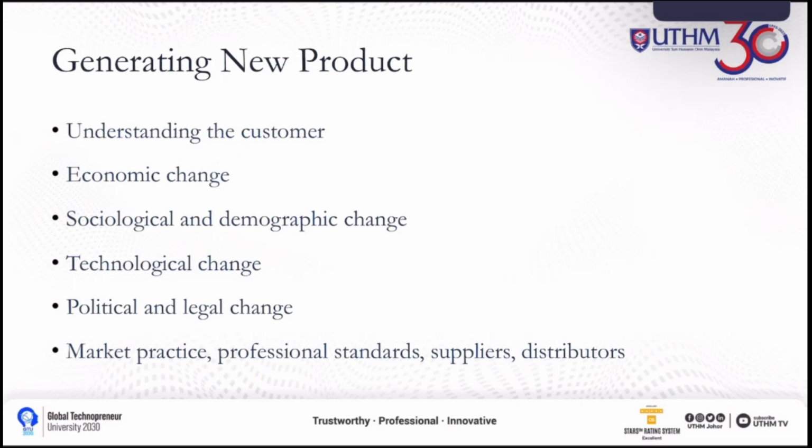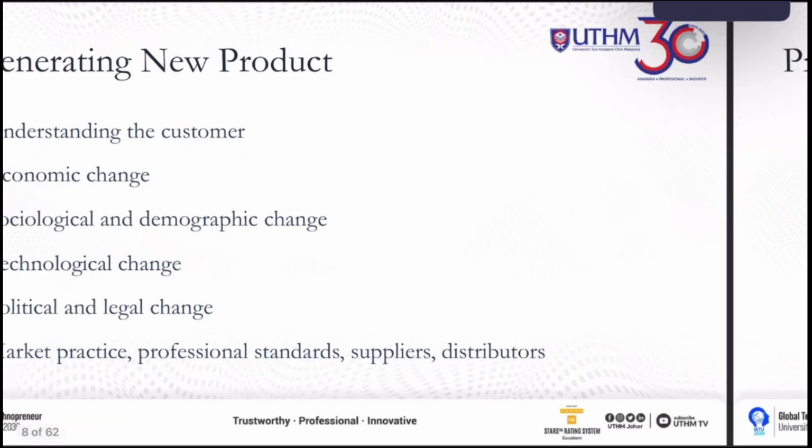The last one would be market practice, professional standard, supplier and distribution. So you need to understand what the industrial standards are, what the practices and supply chain dynamics are, which is critical for generating a new product. So you need to have a good relationship with the supplier, with the distributor, which can lead to collaboration in product development.